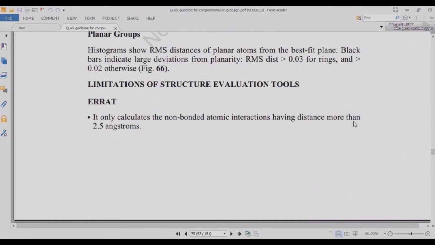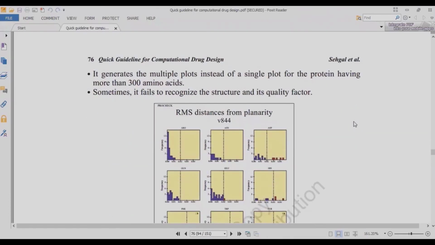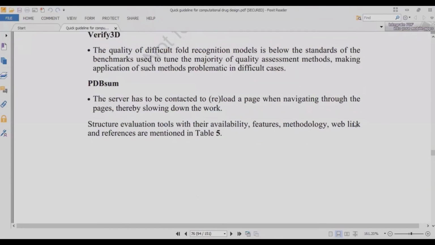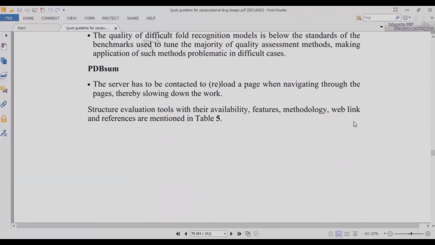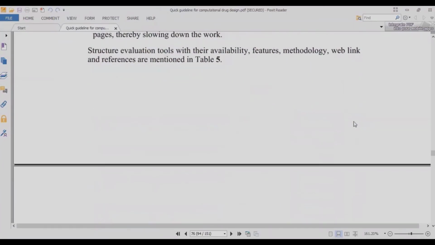So now we have another interesting topic here: limitations of structure evaluation tools. That's very important. We have the limitation of ERRAT, like it only calculates the non-bonded atomic interactions having a distance of more than 2.5 angstrom, and it also has some other limitations. Then we have the limitations of RAMPAGE. Two limitations we have for Verify 3D and two for PDBsum. From the limitation section, we come to know that MolProbity has very few limitations, so you can use that.